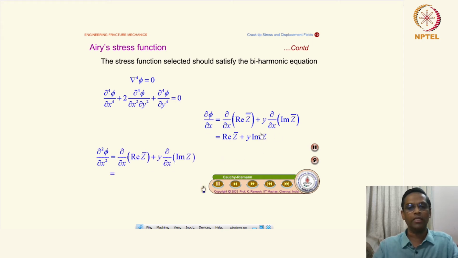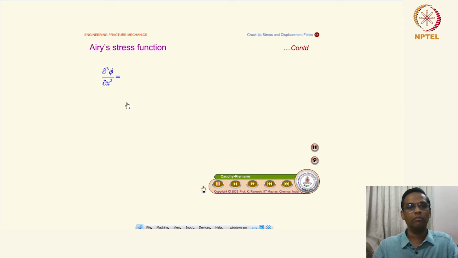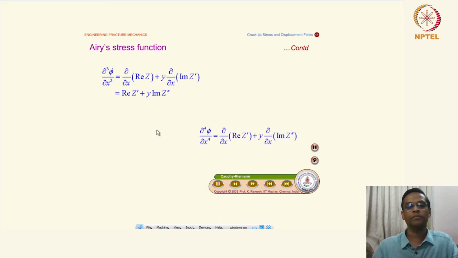Then you can write it again for dou square phi by dou x square. You can differentiate this and then you will get real part of z plus y imaginary part of z prime. So this differential we have already seen, so based on that we will just write it. It is quite easy because it is all very simple and straightforward. We have already given the basic definition. So what you get as a final dou to the power 4 phi by dou x to the power 4 is real part of z double prime plus y imaginary part of z triple prime. So this is the final expression for this quantity.